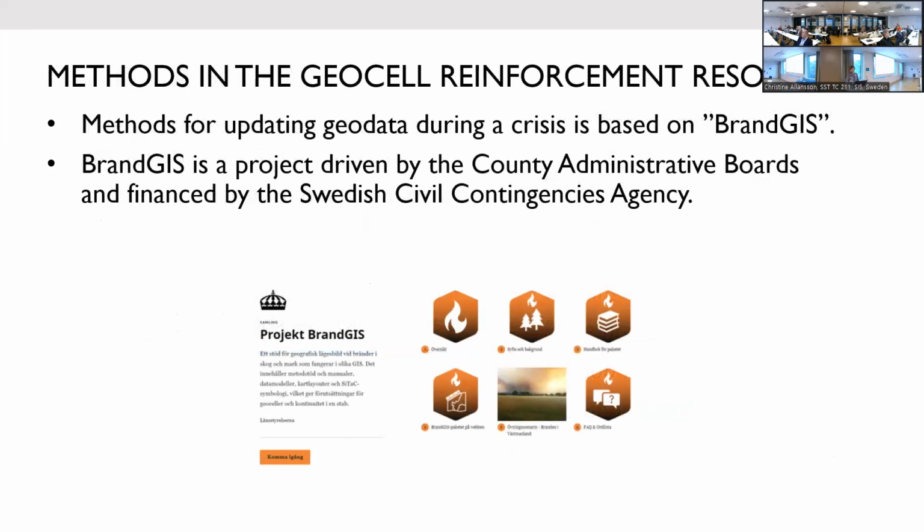The methods for updating the common operational picture have changed since 2018. And since last year, it's based on methods of brandGIS or fire GIS. And brandGIS is a project run by the county administrative boards and contains many different parts, from how to update the common operational picture to collecting information in the field during a forest fire. And this project is becoming more and more known across all different levels of government and emergency services. So this means that when the next large forest fire occurs, all GIS personnel will hopefully work very similarly.